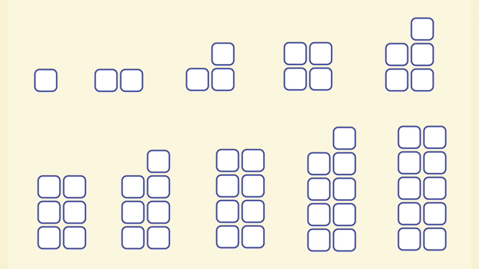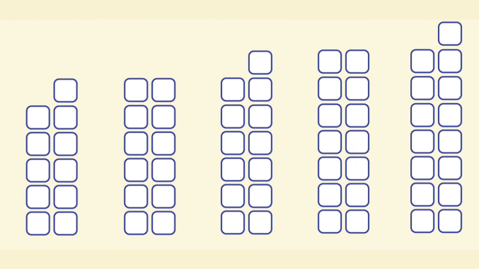What comes after 10? That's right, 9, 10, 11. 11, you can see here. Is 11 an odd number or an even number? That's right, it's an odd number. It's got that odd one on top. Then we have 11, 12. Good, 12 is an even number. Then we have 13. 13 is an odd number.